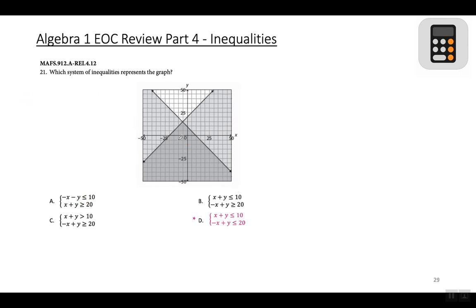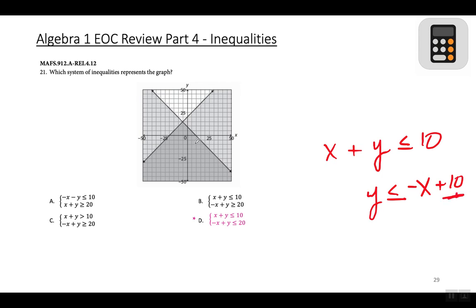All right, so the correct answer is letter D. And just to look at it real quick, because once I display it, I start thinking stuff. So look, x plus y less than or equal to 10. So when I put this one in slope-intercept form, it'll be this. So the y-intercept is +10, which is right there. Okay, that's the y-intercept. And the slope is -1/1.